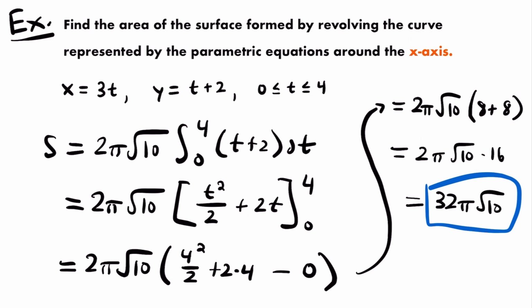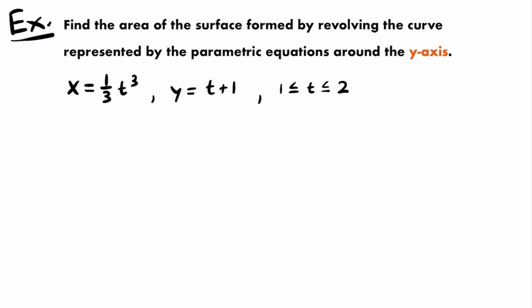Now let's look at another example, except instead of revolving around the x-axis, we will revolve around the y-axis. All right, so here's our next example. We want to find the area of the surface formed by revolving the curve represented by the parametric equations around the y-axis. In this case, we have x equals 1/3 t cubed and y equals t plus 1. And we're just going to be looking at the section of the curve represented by these equations from t equals 1 to t equals 2. That is the section of the curve that we are revolving around the y-axis to form a surface of revolution.